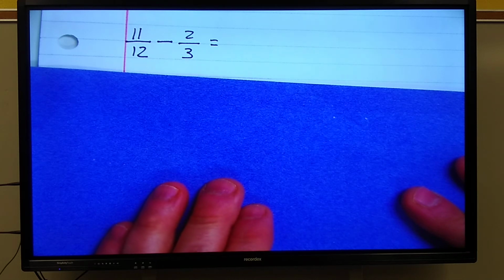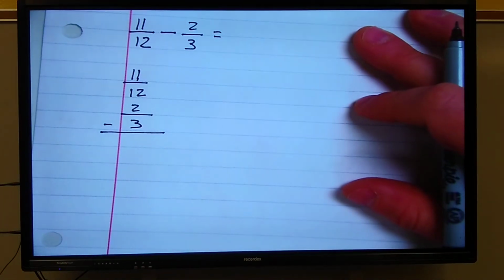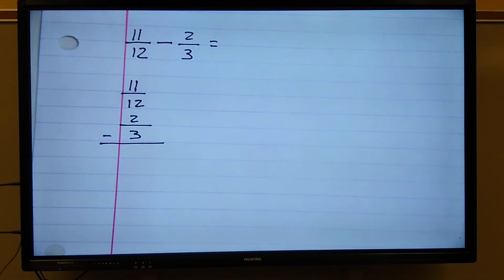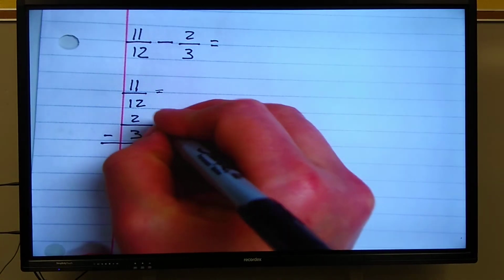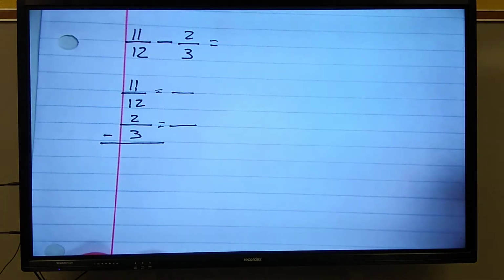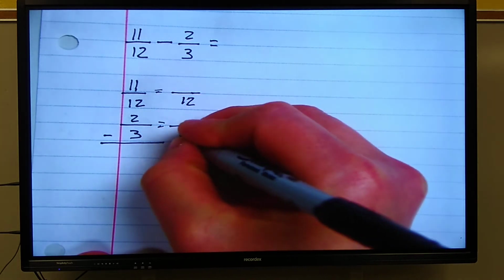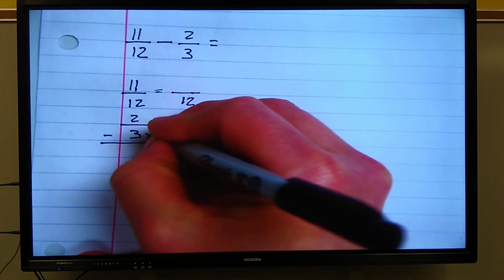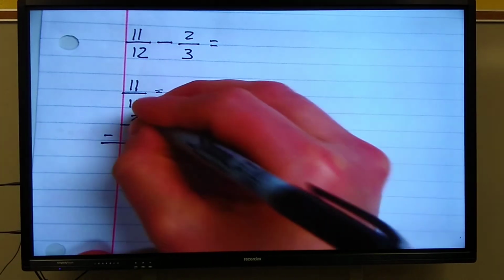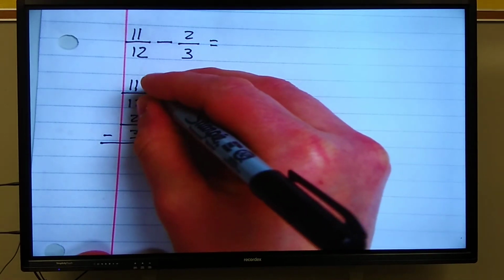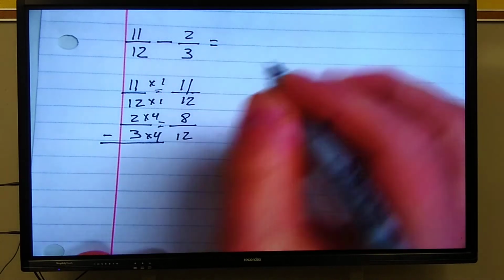11/12 minus 2/3. Solve that problem. Pause the video. All right, let's see how good you did. You must find the least common denominator, which is 12. 3 times 4 is 12. 2 times 4 is 8. 12 times 1 is 12. 11 times 1 is 11.